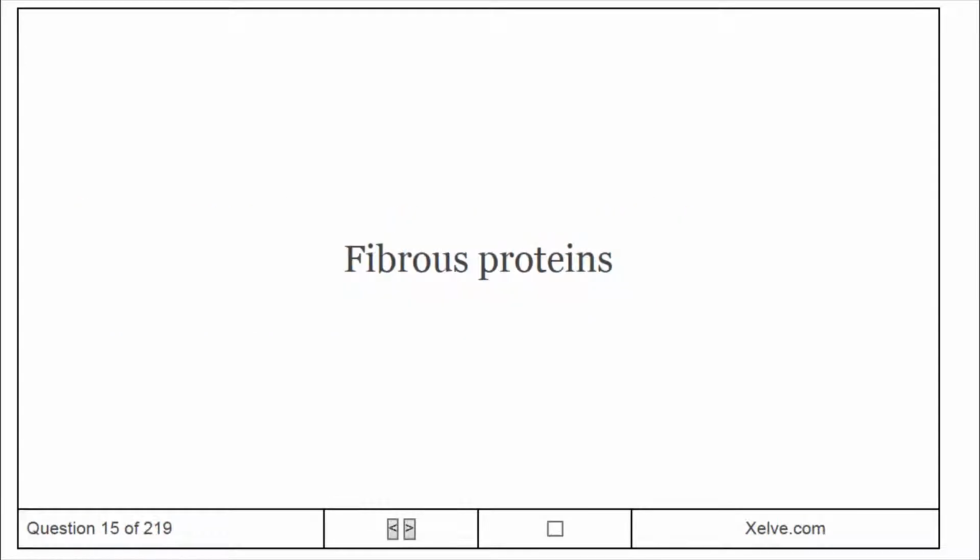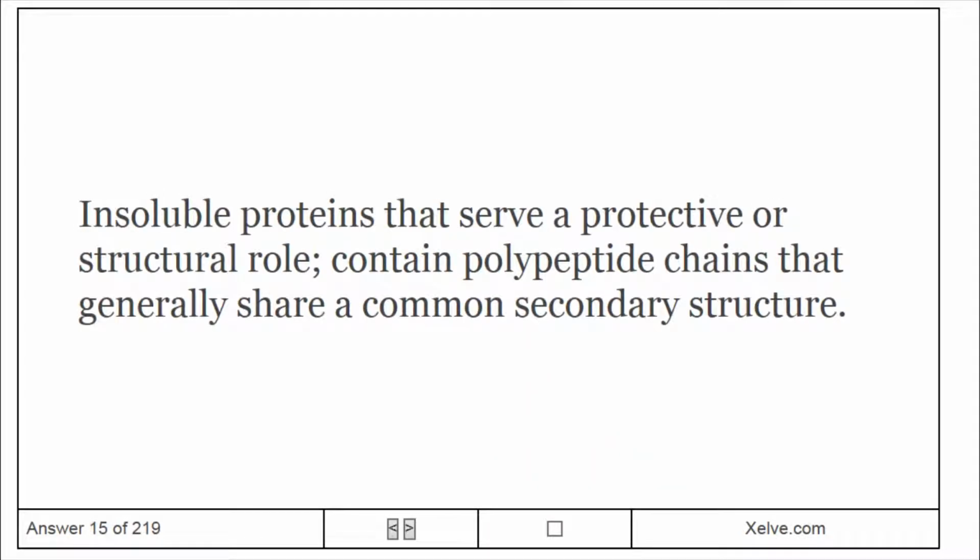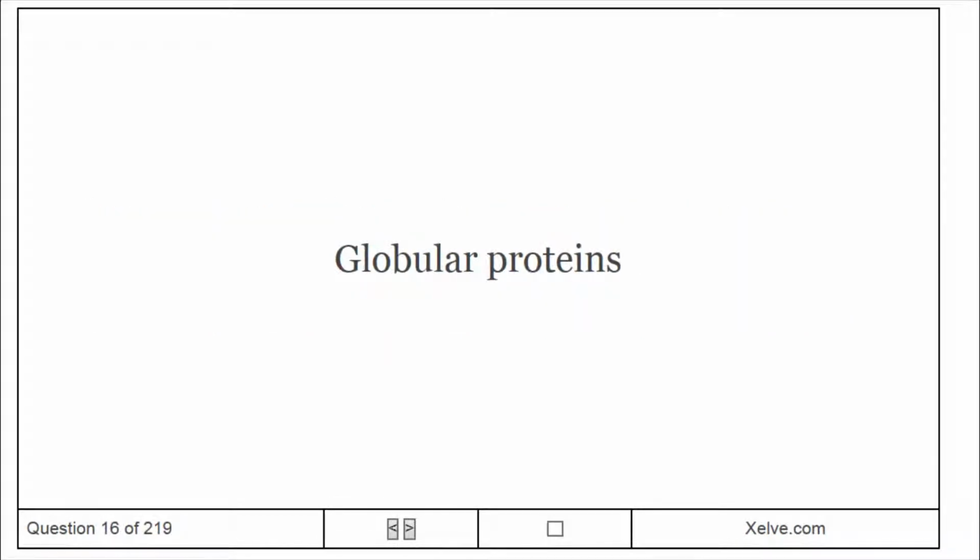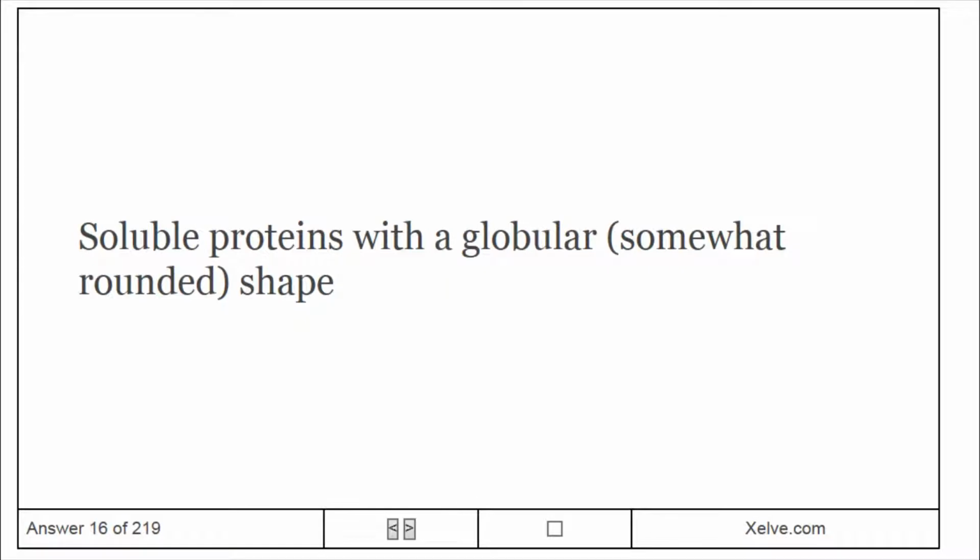Fibrous proteins. Insoluble proteins that serve a protective or structural role contain polypeptide chains that generally share a common secondary structure. Globular proteins. Soluble proteins with a globular shape.